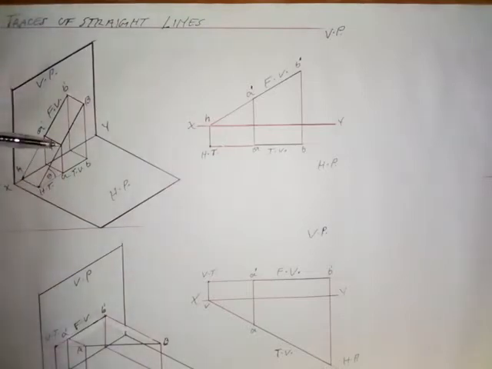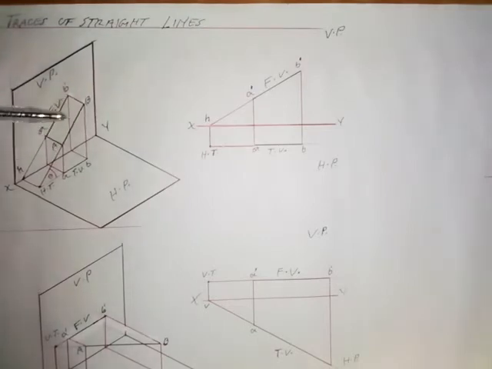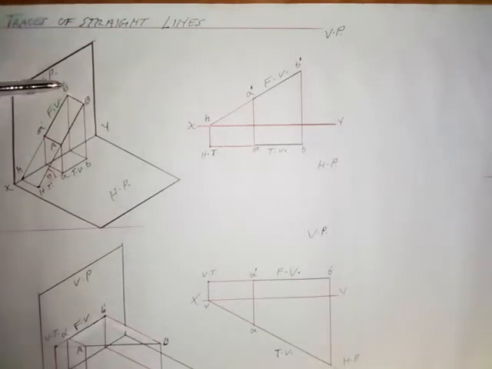We have a line AB. This line AB is parallel to the vertical plane and it is inclined at an angle theta to the horizontal plane. Now, this is the front view of line AB. This line AB, this is its front view. A prime, B prime is the front view of line AB. And I believe you know how we got this A prime, B prime as the front view of line AB.